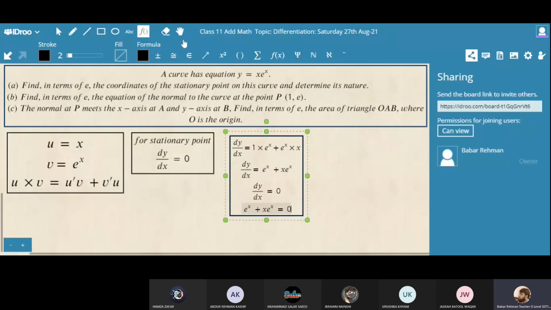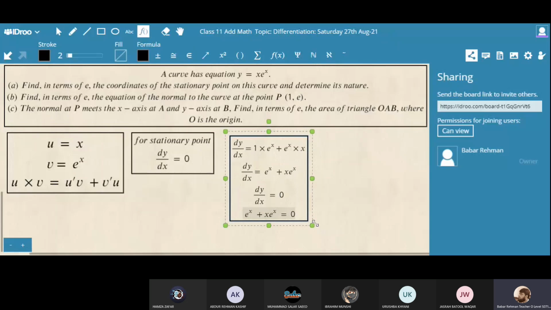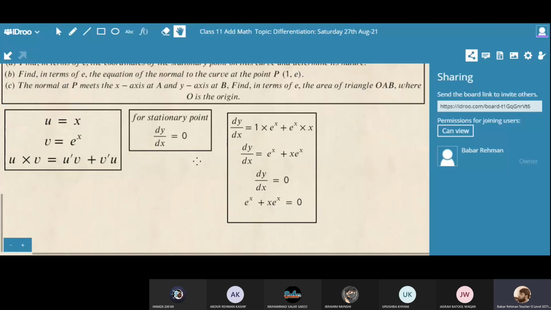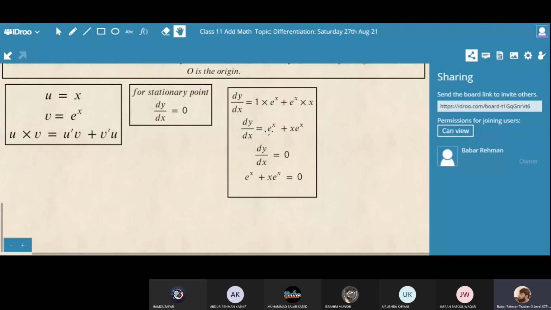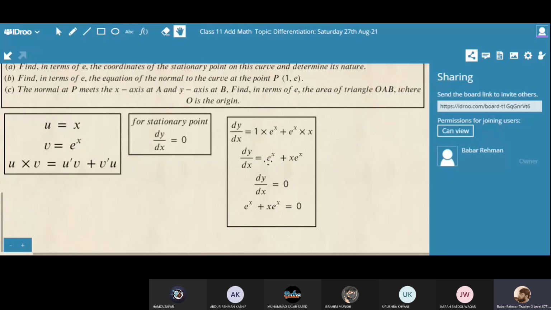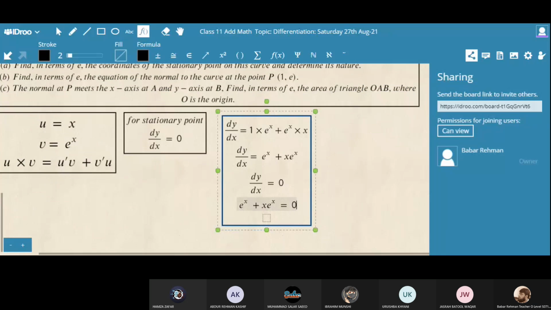Okay, the next step. Now we have to find the value of x. We have to find the stationary point, the coordinate of the stationary point. Now derivative is equal to 0. So how can I find the value of x from here? Yes, student. How can I find the value of x from here? Yes, Hamza Zafar.